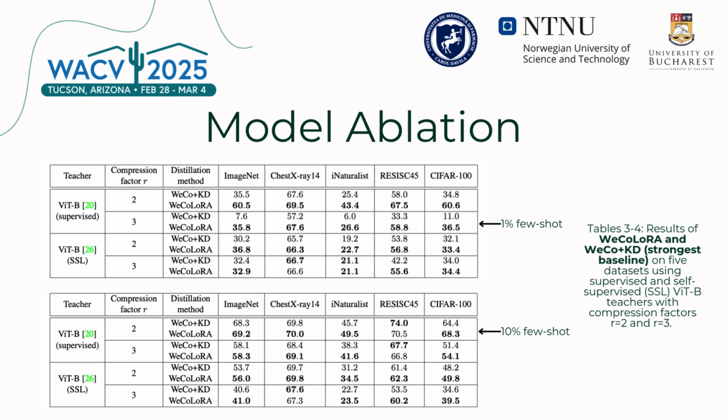We employ two teachers, a supervised ViT-Base and a self-supervised one, and we consider two compression factors, R equal 2 and R equal 3. Results are reported with both 1 and 10% of the dataset, and as we can see, our method is able to surpass the strongest baseline in most cases.